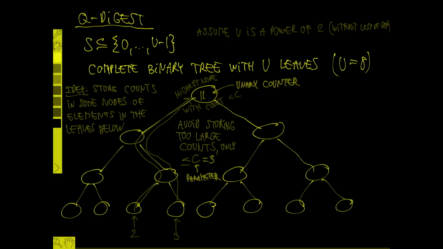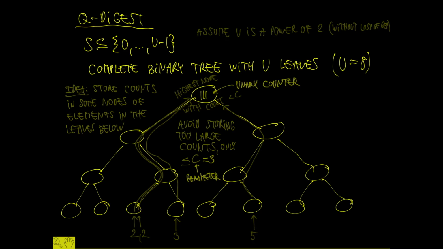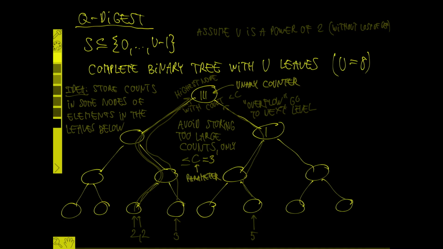So let's consider another insertion, and now let's actually set the value of c to 3. We have another 2. It's also recorded in the root. Now we have a 5. So we cannot insert that in the root because that would violate the maximum count. So we have to insert it one level below. There would be overflow in the root, so to speak. So we go down to the next level and put it in the right child of the root. Similarly, if we insert 0, it also goes to the left child of the root, and so on and so forth.